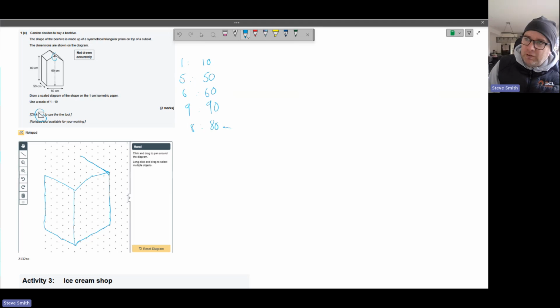That's that part of the roof here. That's the apex. I can then go 5 back from there. 1, 2, 3, 4, 5, and then I can do the back part of the apex of my roof. And that's what you're going to do.